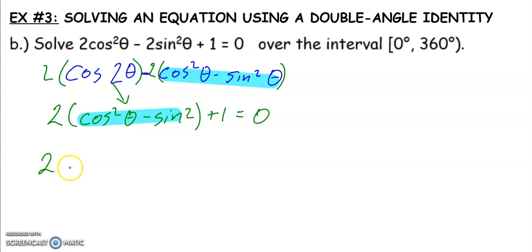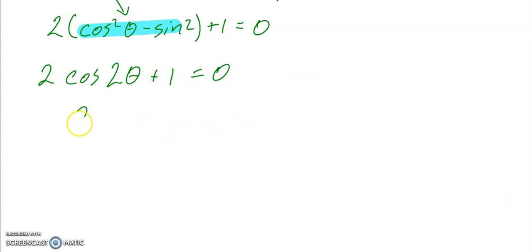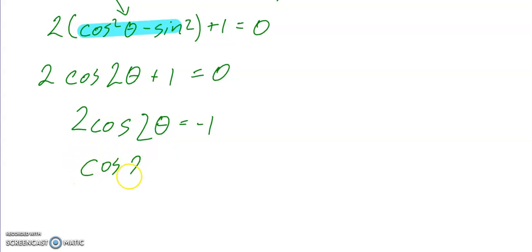So we're going to say 2 times cosine 2 theta. There's this whole portion right here. Plus 1 equals 0. Now let's go ahead and get this cosine 2 theta by itself. So I'm going to subtract 1 from both sides. So 2 times cosine 2 theta equals -1. Divide both sides by 2. So the cosine of 2 theta equals -1/2. So let's go ahead and tie this back to what we have been doing.